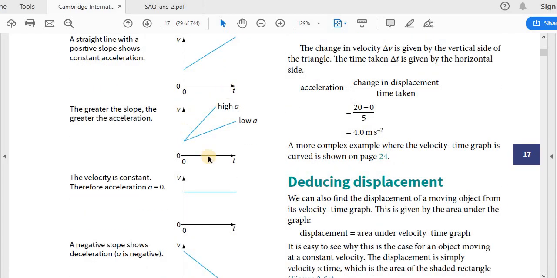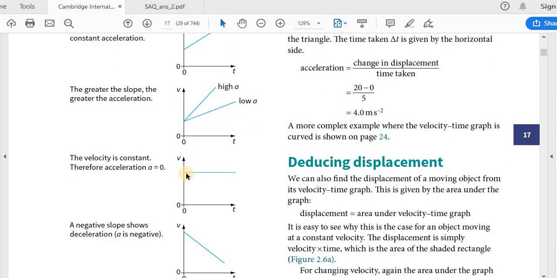Over here, we have a velocity time graph. See, this gradient is greater than this gradient. The gradient of this line is greater than the gradient of this line. That means here the acceleration is greater than the acceleration over here.